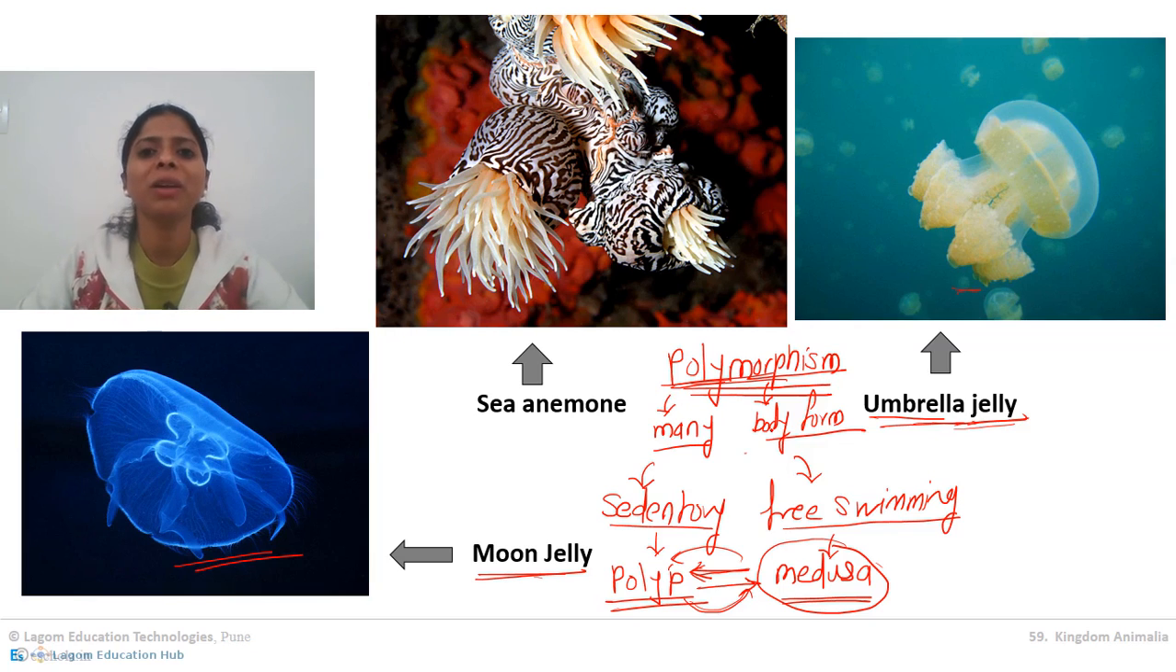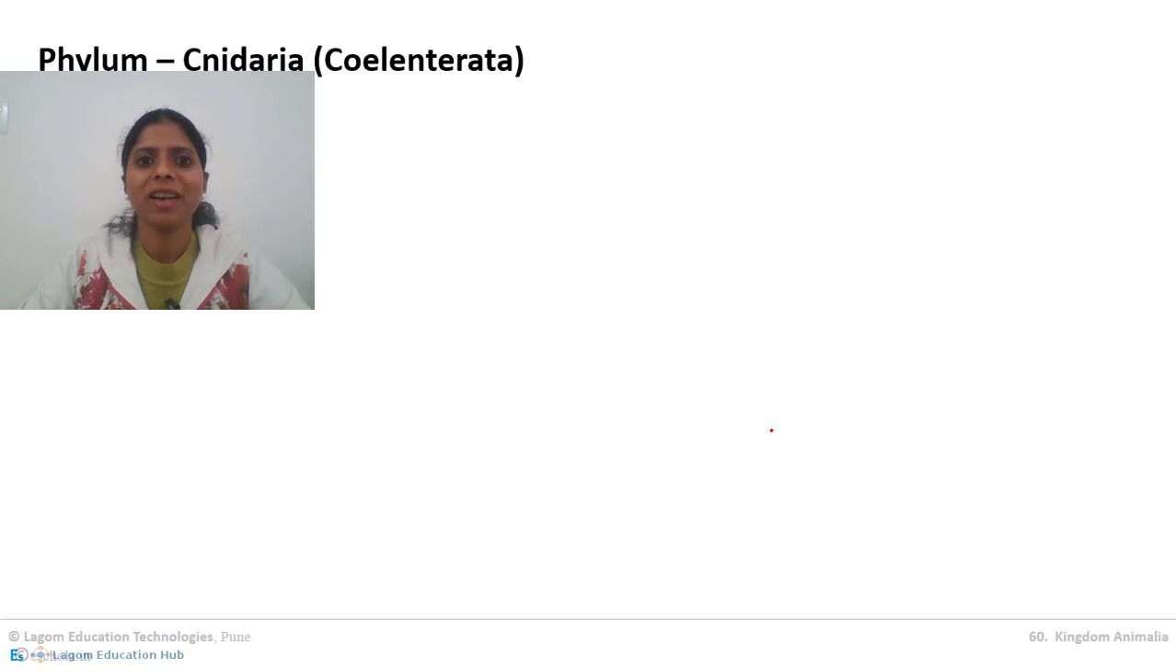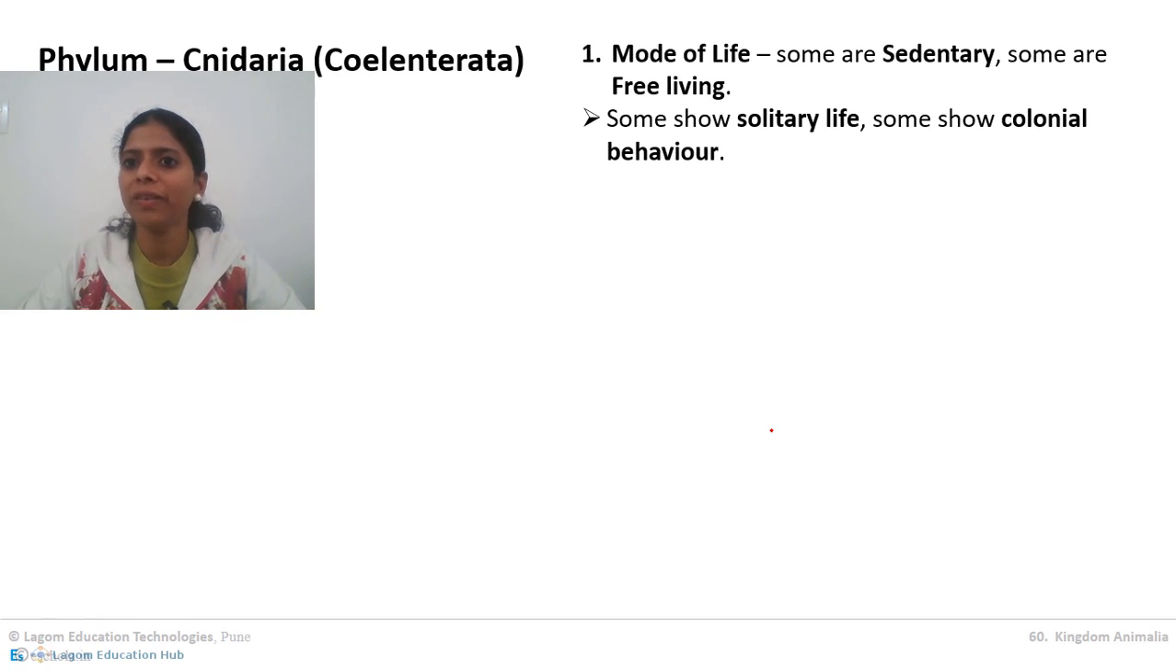So let us try to make a list of the characteristics in Coelenterata and try to understand it. The first characteristic is mode of living, either sedentary or free living. Then they may have a solitary life or colonial behavior. Remember the examples for each one. Sedentary: Hydra and corals. Free living: jellyfish. Solitary: Hydra is also solitary, jellyfish also solitary. Colonial: all corals, Aurelia colonies, another example.